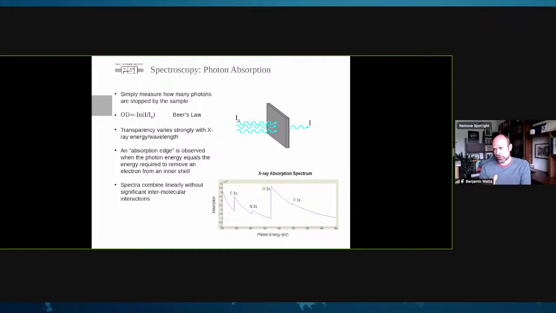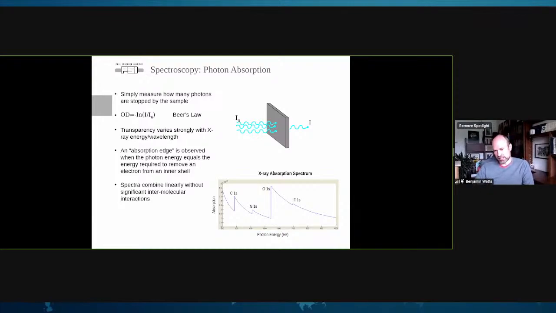So on top of this general more penetrating power, we get these absorption edges, and these occur when the photon has enough energy to interact with a deeper shell of an element.